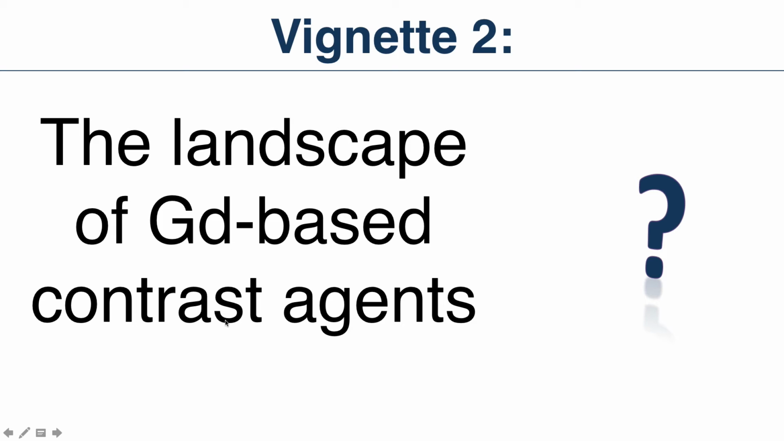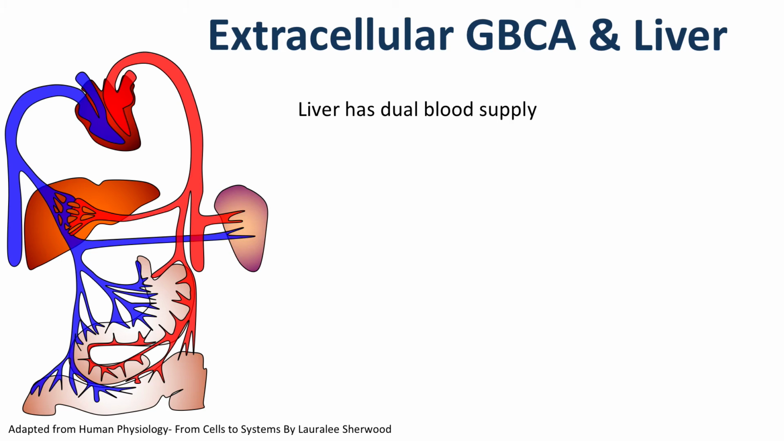Okay, so let's keep moving and now talk about extracellular agents. Let's focus on the liver. The liver has a dual blood supply. Here's the heart, and the liver gets fed by the hepatic artery. The liver also gets fed by the portal vein. Notice that the portal vein in blue gets its supply from the spleen. The portal vein also gets its supply from the mesenteric veins from the gut.